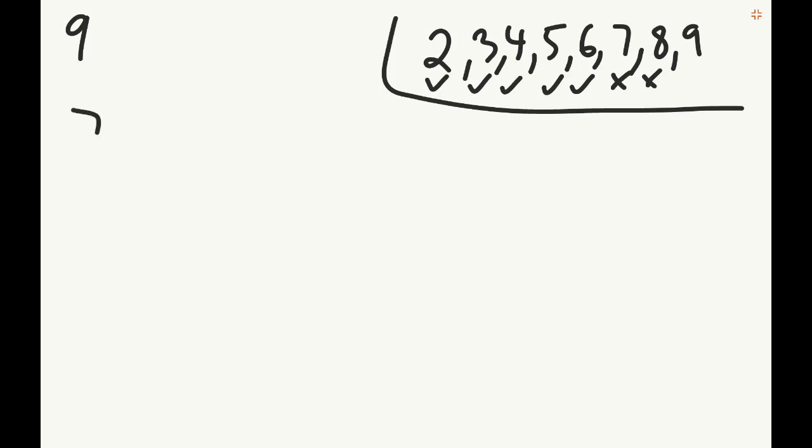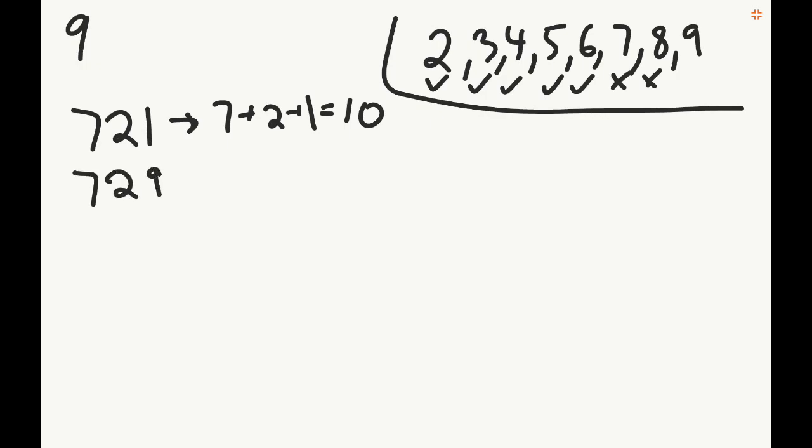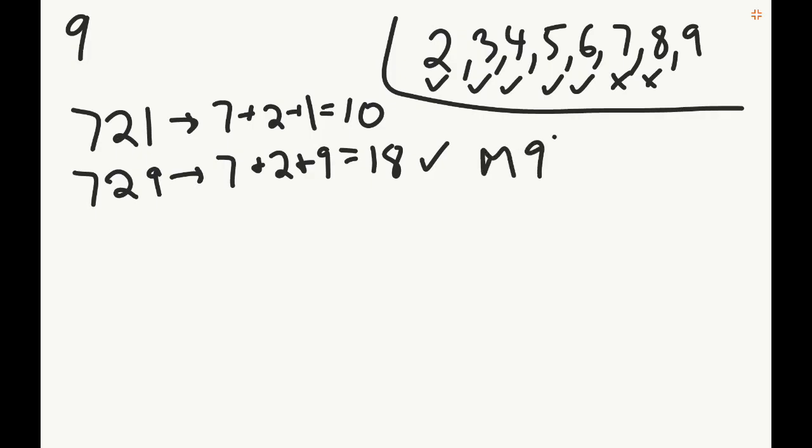So for example, 721, okay? So 721, 7 plus 2 plus 1 equals, oh no, it's 10. So we know 721 is not a multiple of 9. So let's go to 729. Now 729 is 7 plus 2 plus 9 equals 18. 18 is a multiple of 9, so we know this is a multiple of 9. Yay! So you can do that with any number. So again, similar to the 3 trick.